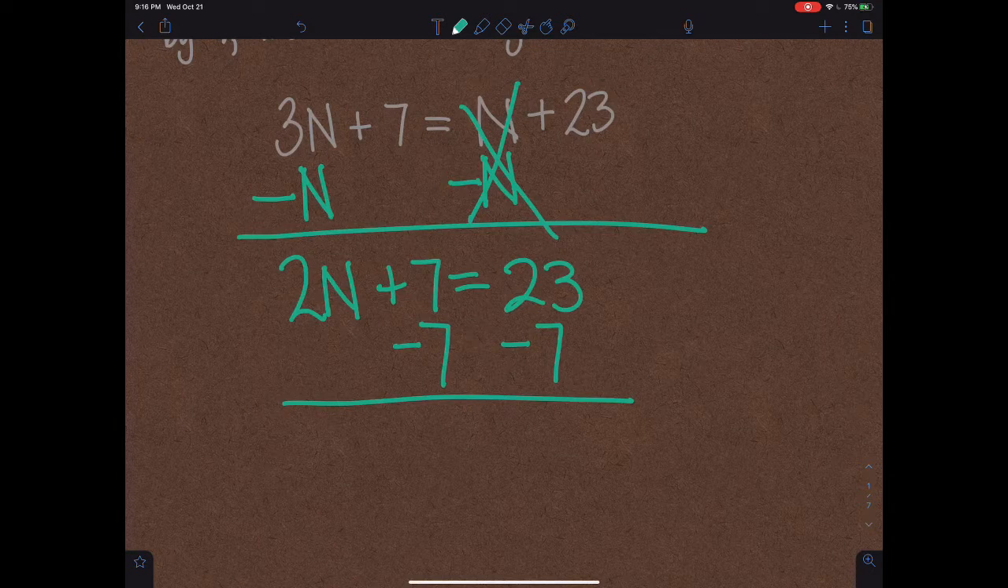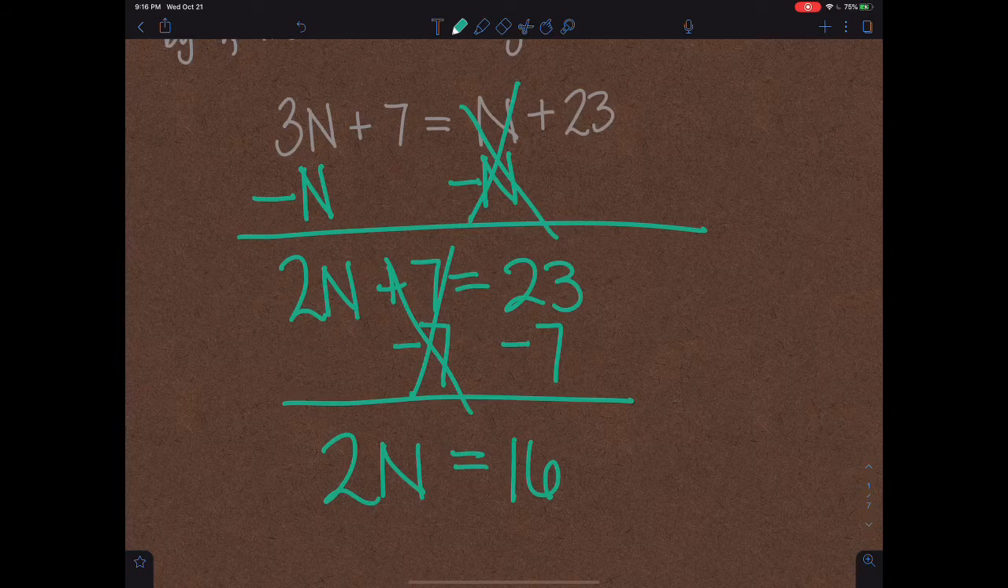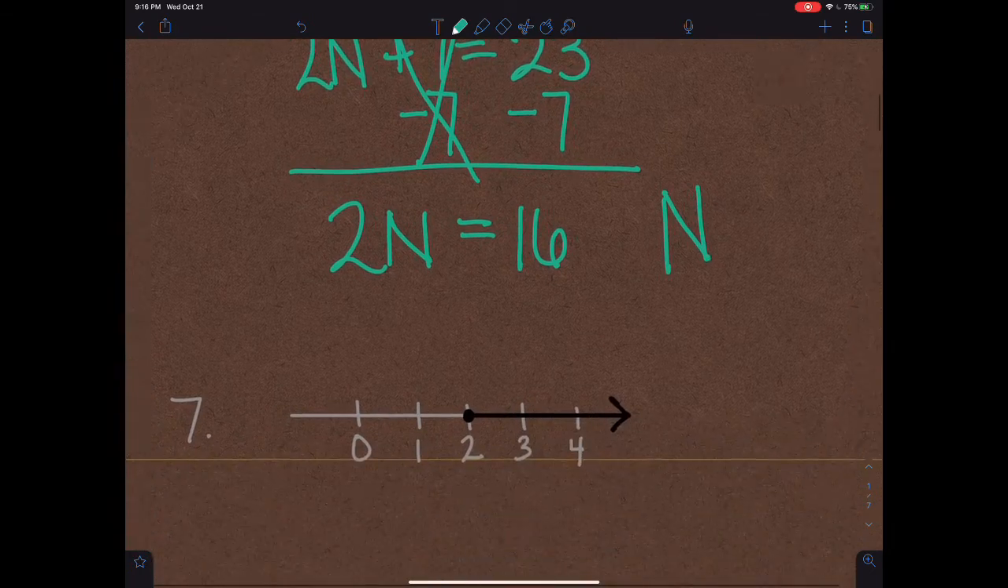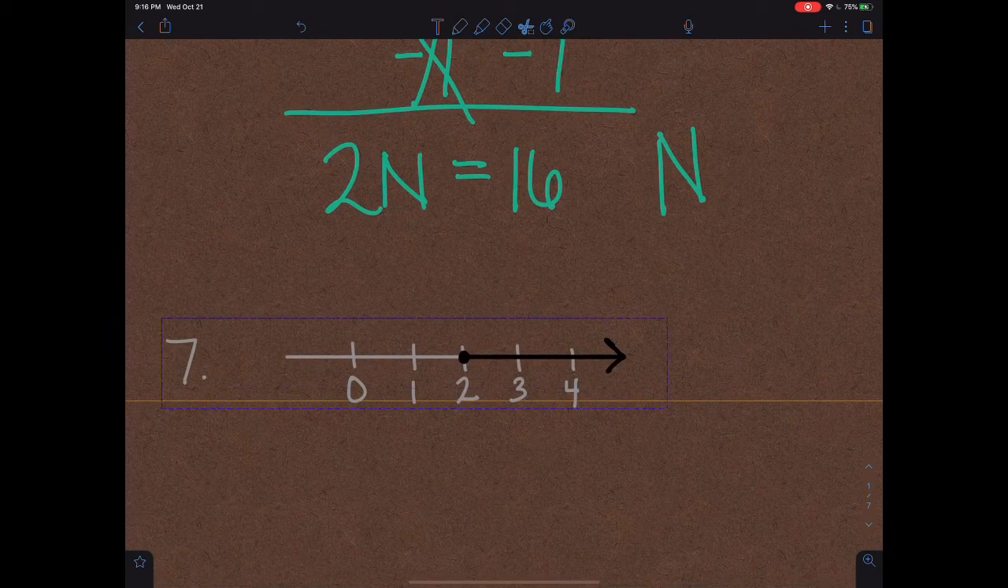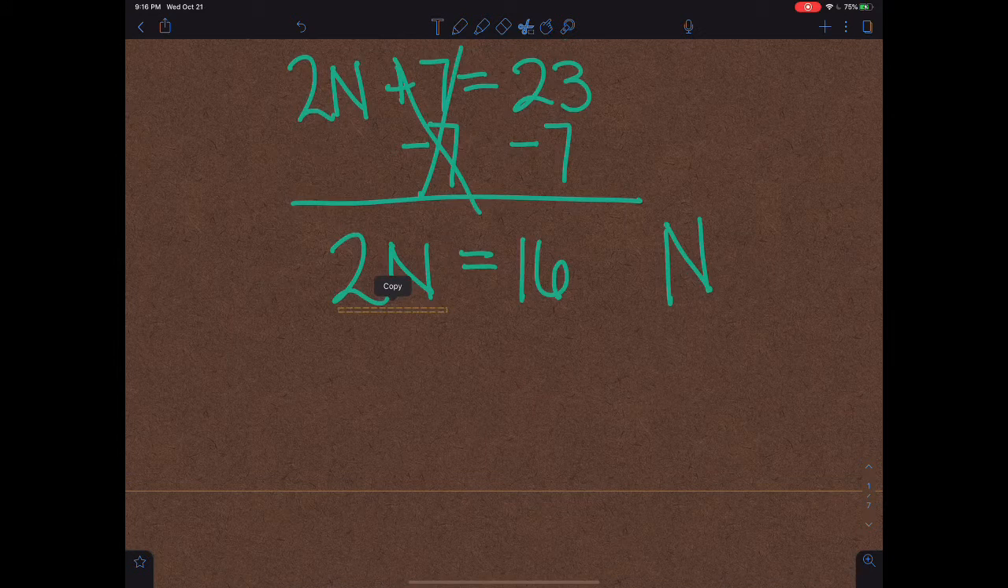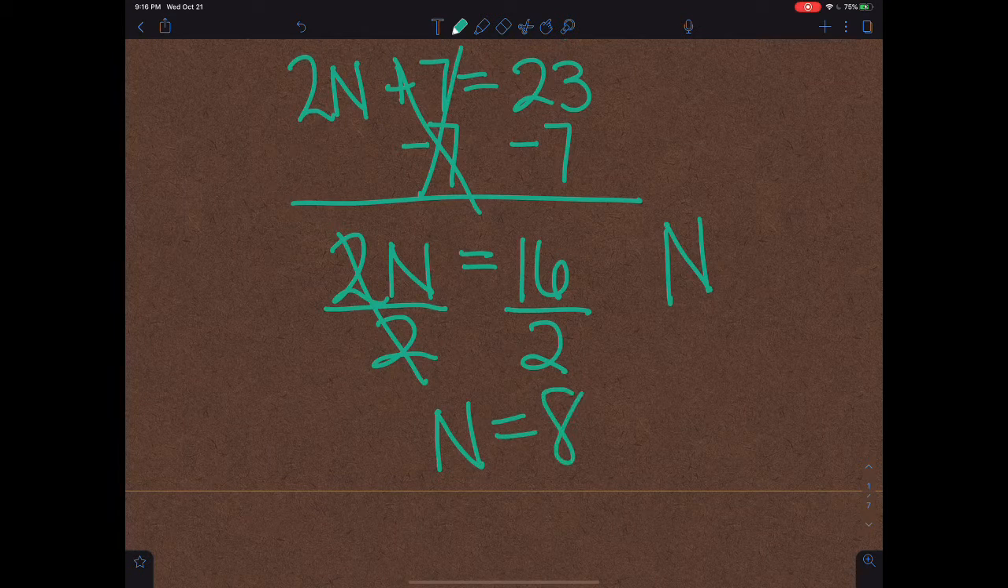I don't know. It's late at night. 23 minus 7. Let's figure it out. Okay, it's 16. So 2n, this goes to nothing, equals 16. And then n is, well, actually, let me move this down. I didn't leave myself enough space. Okay, so I'm going to divide by 2 to get rid of that 2. And then n is equal to 8. And so the answer is n is equal to 8.